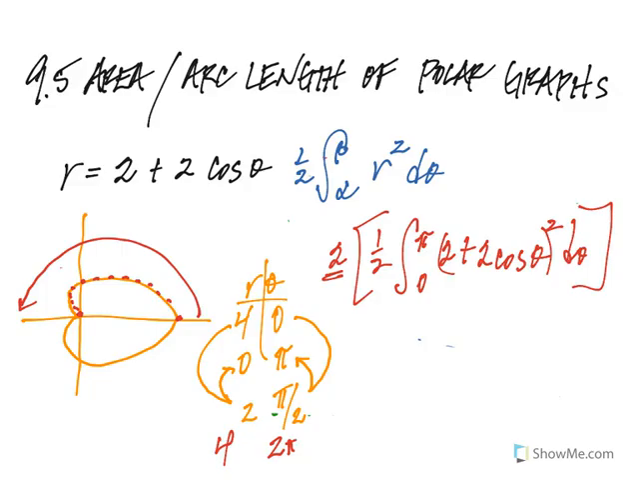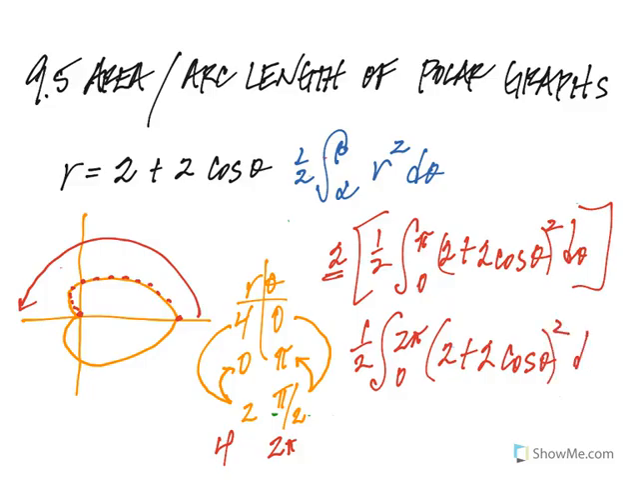Now, if you wanted to do the entire shape, you would not double it. You take 1/2 and go from 0 all the way around to 2 pi of 2 plus 2 cosine theta, the quantity squared, d theta. Let me try this again. Either one of those is correct. Now, I did mention using symmetry. Probably makes this process a bit easier.